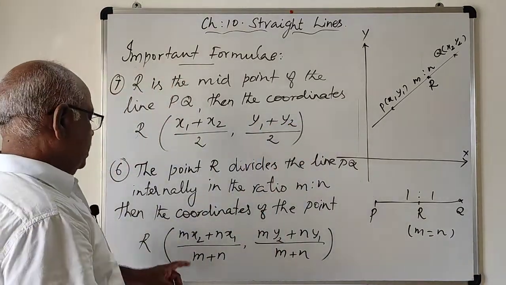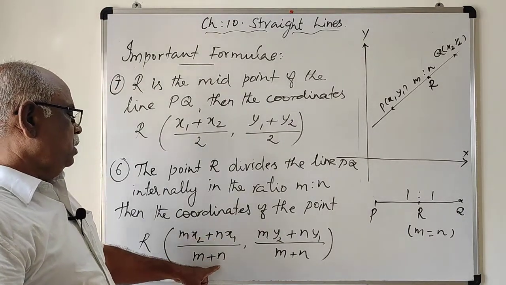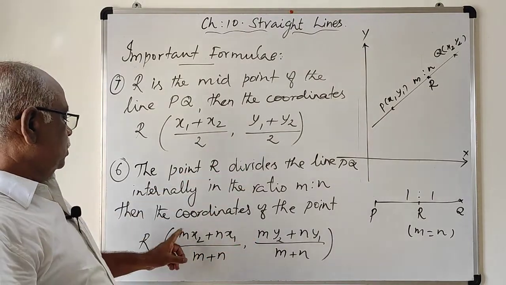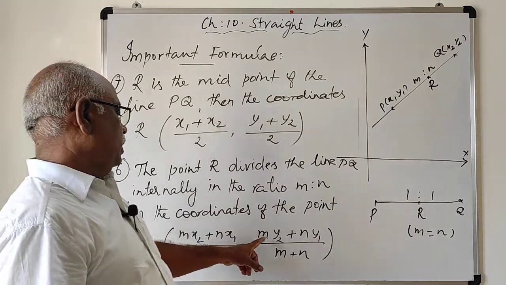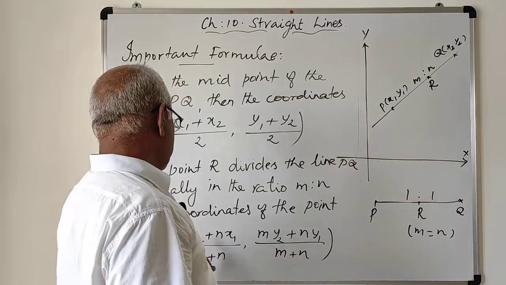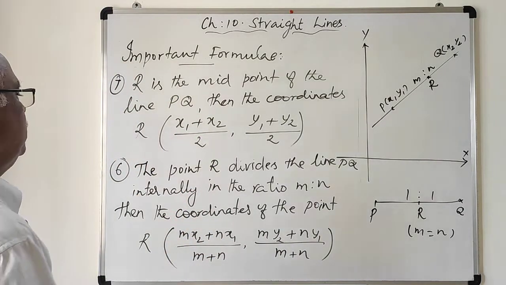That is, m is 1. So (x2 plus x1) by (1 plus 1), that is 2. M and N are equal, so it is 1:1. So (1x2 plus 1x1) by (1 plus 1). Similarly, (1y2 plus 1y1) by (1 plus 1). That means (y2 plus y1) by 2, (x2 plus x1) by 2. In this case, R is the midpoint.